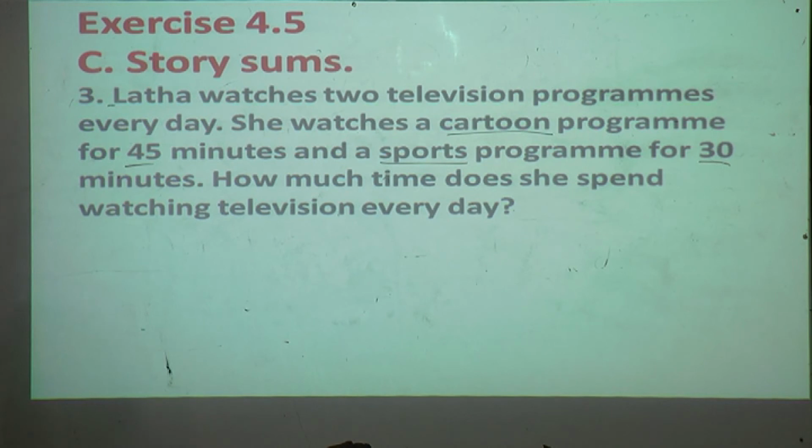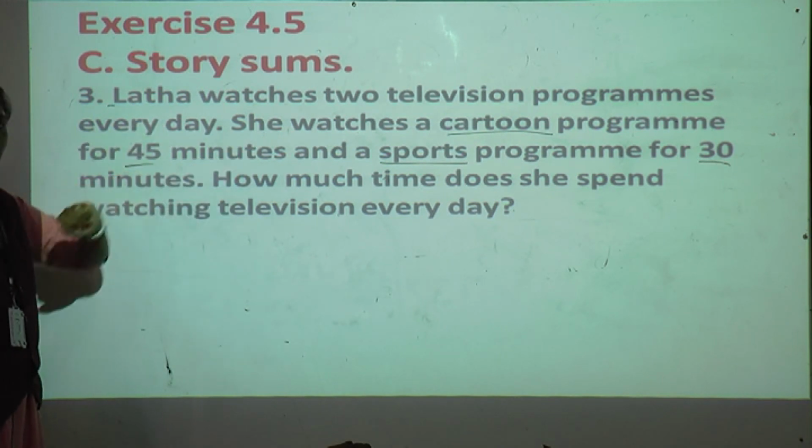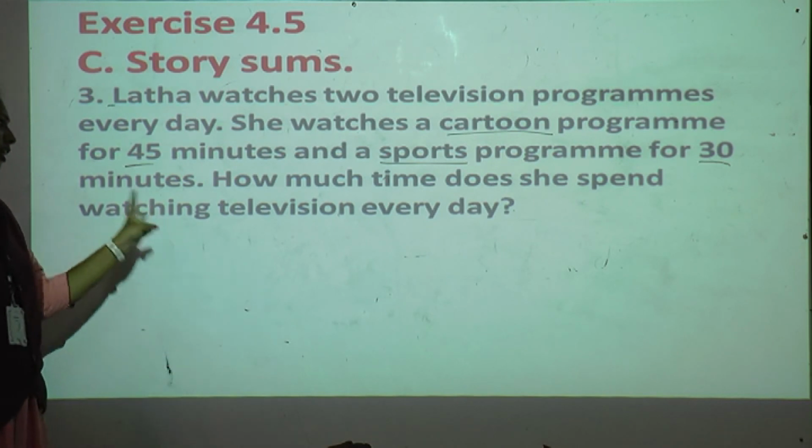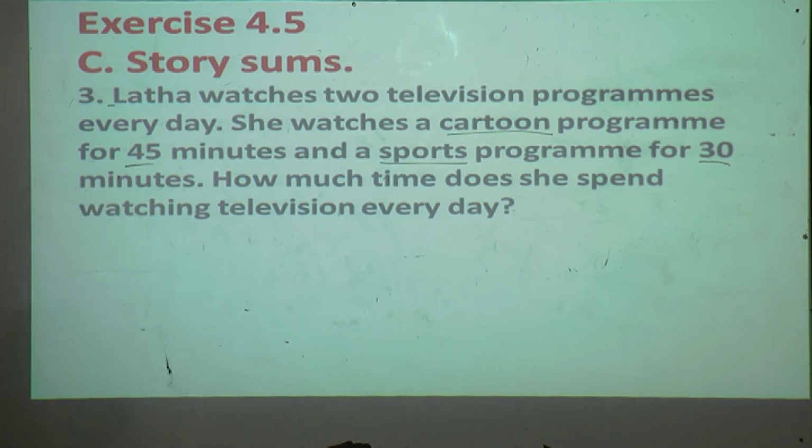Lata, one girl is there, so she watches 2 television programs. You do watch TV, na? Yes, in the same day she watches only 2 programs every day. First one is cartoon for 45 minutes and the second one is sports for 30 minutes. For that, now what we have to do? Yes, tell me. Yes, we have to add, isn't it? So if we add together, we get how much time she spent in a day to watch the television.